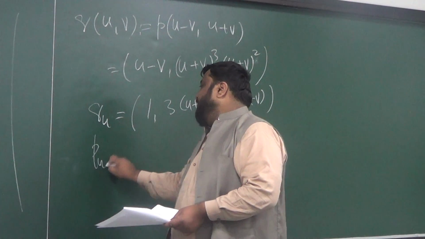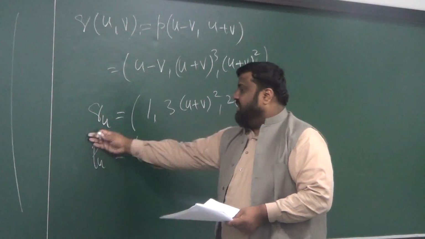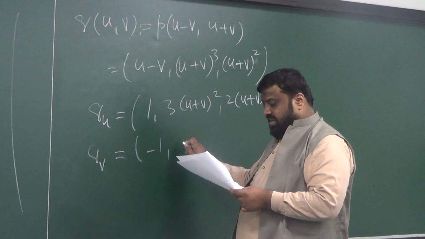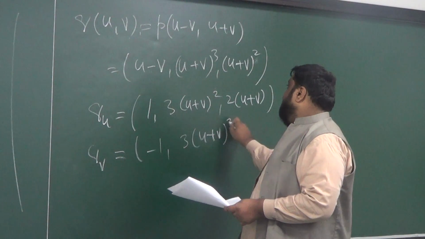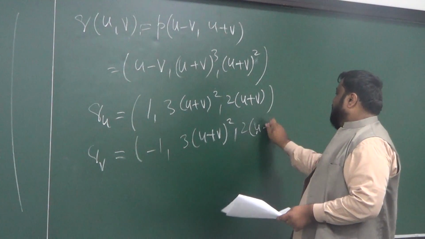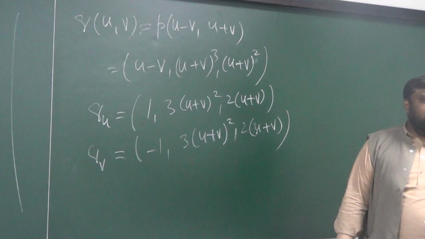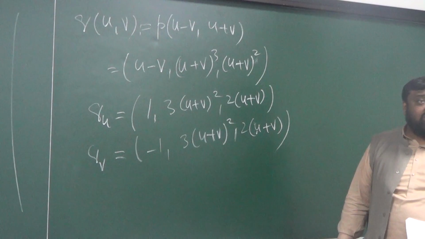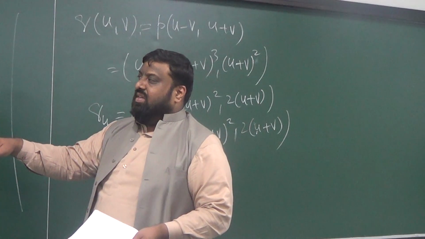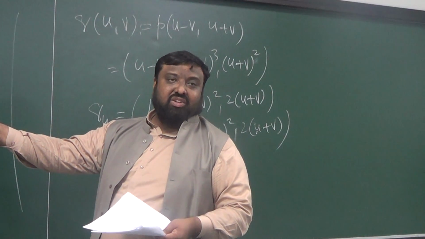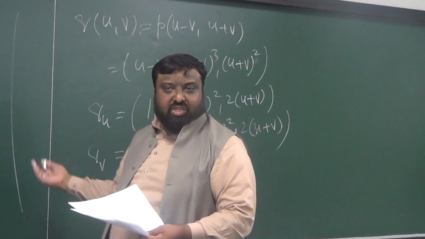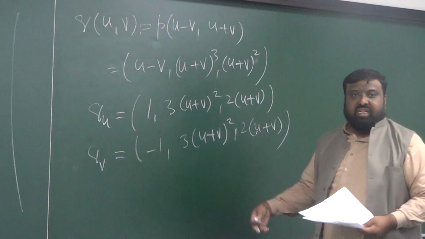And if you take Q_v, it is going to be (minus 1, 3 times (u plus v) squared, and 2 times (u plus v)). This will also be non-zero. So we can avoid the non-regularity or singularity, as we could in the case of curves, and do the same here by introducing a reparameterization.